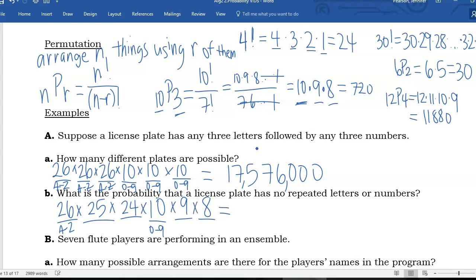And that will tell us how many license plates do not allow for repeating characters. So 26, 25, 24, 10, 9, 8. Looks like 11,232,000 of our 17,576,000 license plates do not have repeats.